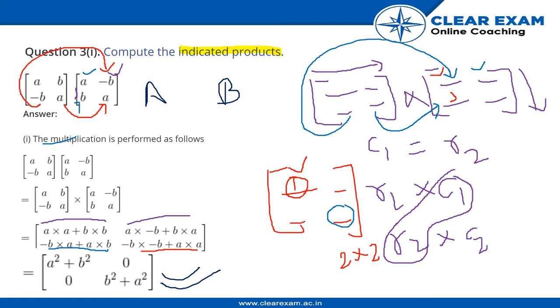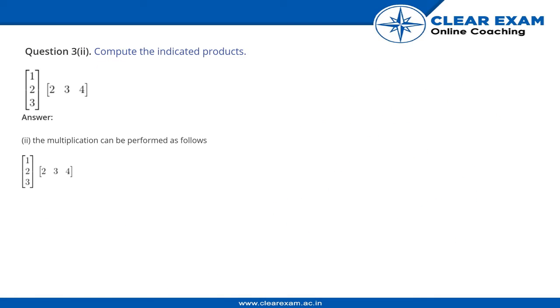I hope you got it. Now let us move to the next part. Now we have to find the product of these two matrices. This is A, this is B. First of all, let us check whether the main condition before matrix multiplication is satisfied or not. The main condition was that the number of rows in the second matrix must be equal to the number of columns in the first matrix.